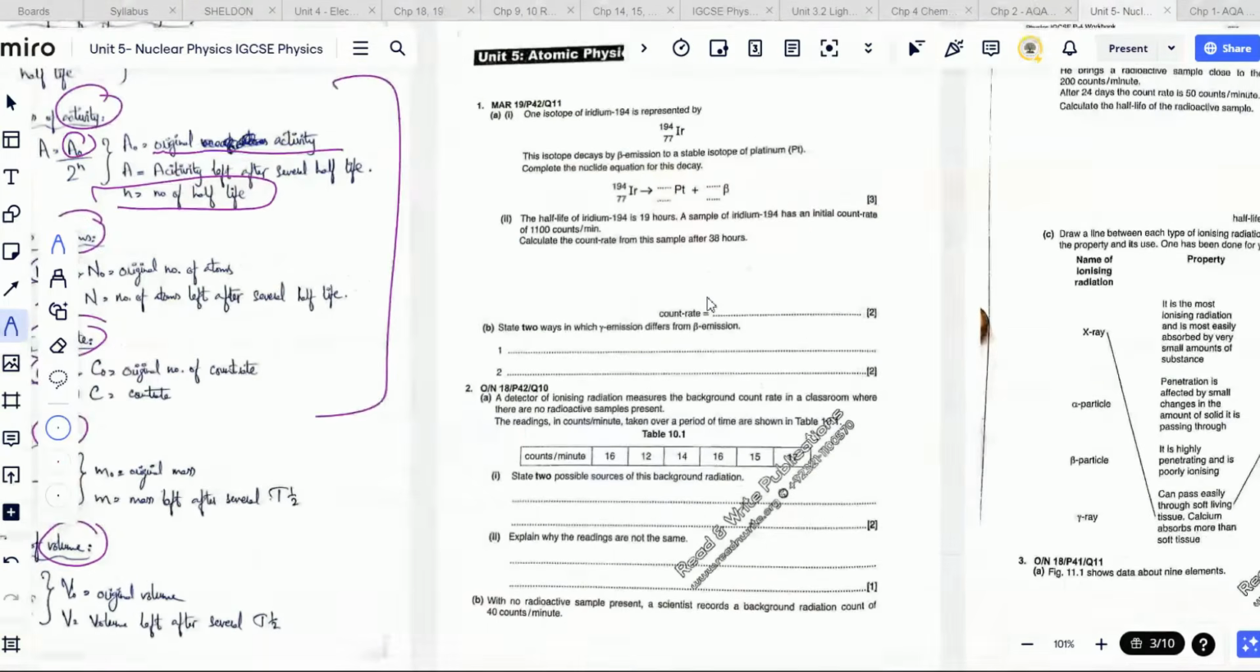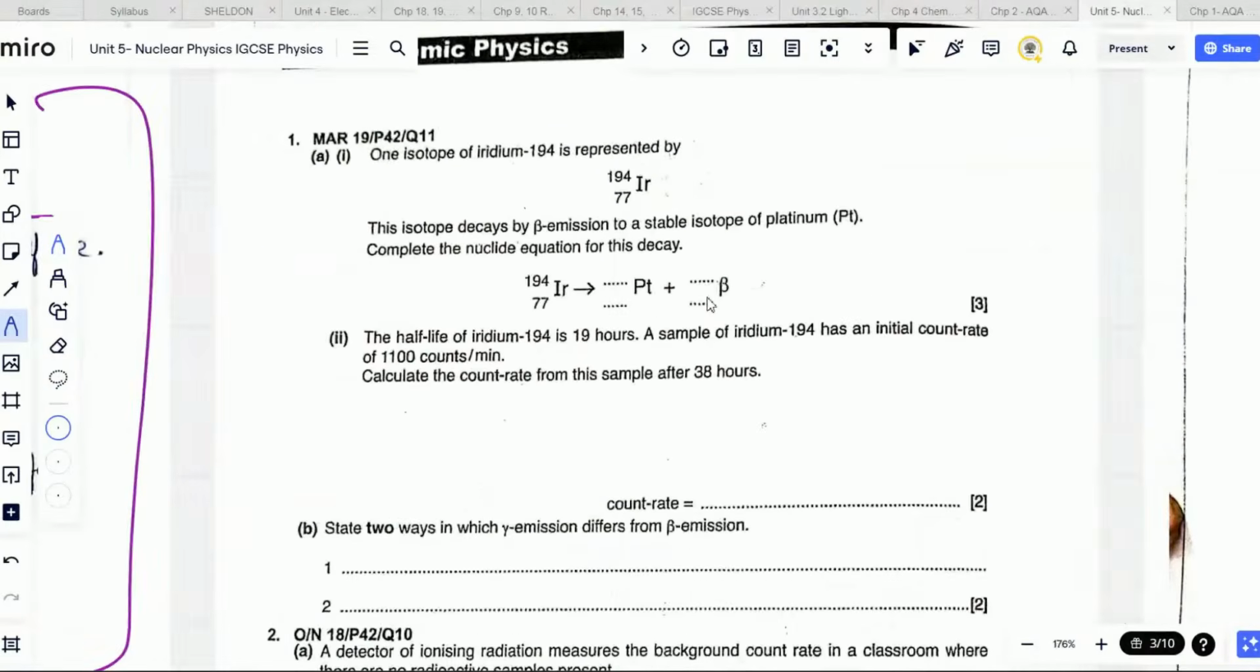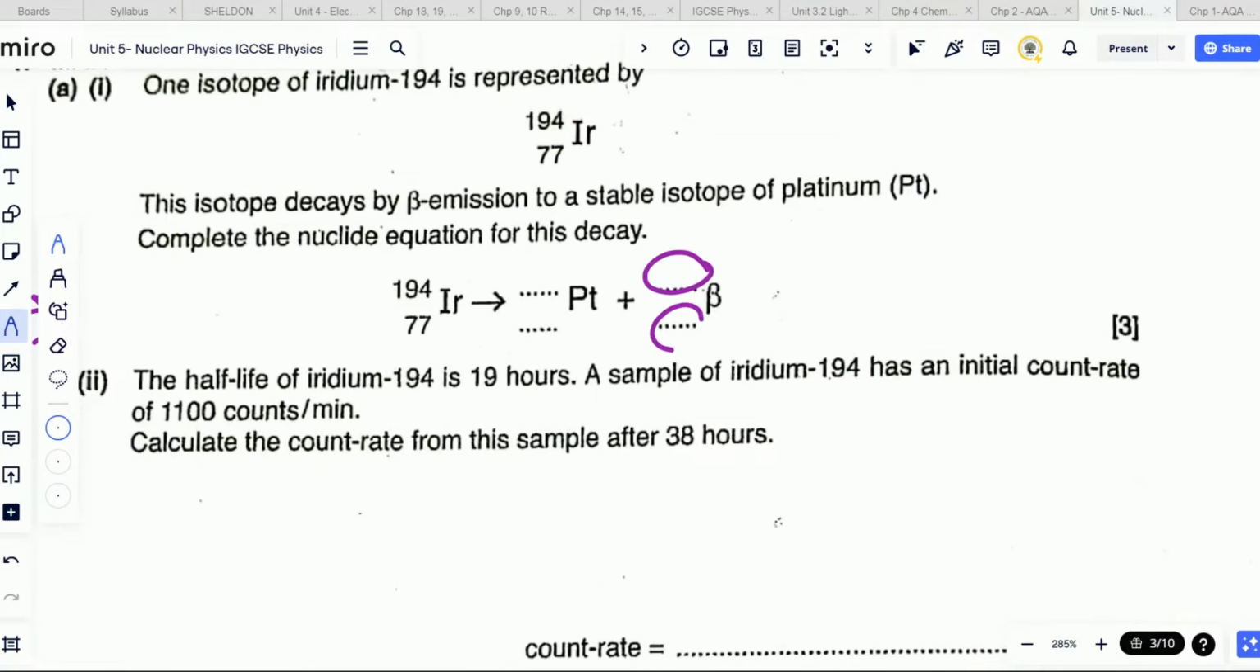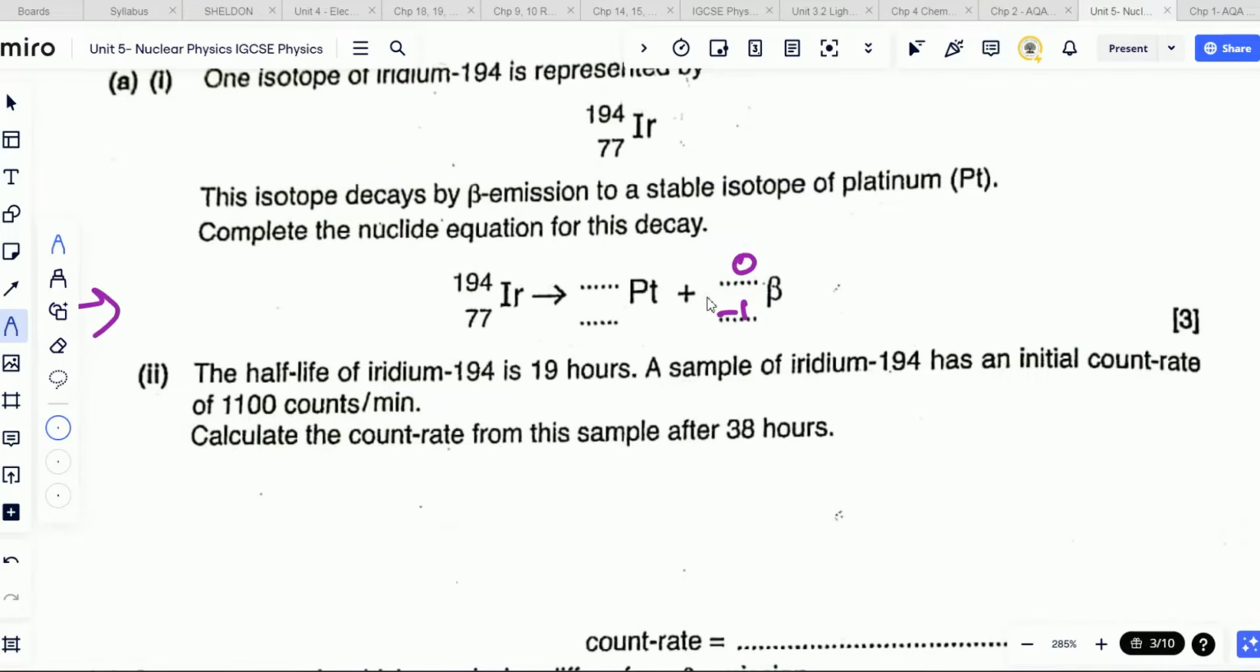Let's solve some questions. Have a look at this question. One isotope of iridium 194 is represented by this. The isotope decays, this is easy. We did it yesterday. Can you tell me? Okay, we got a beta decay. For beta decay, what does beta represent? An electron, correct? So if beta represents an electron, what should I be writing over here and over here? Would this be 0? And would this be -1? Yes. Then, according to this, what would this be then?